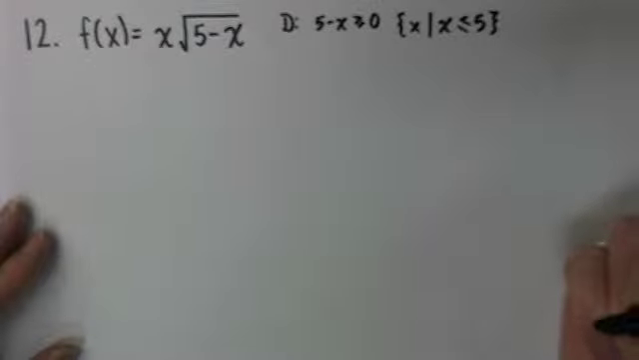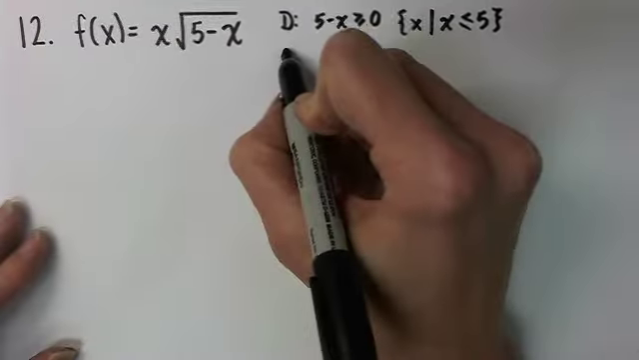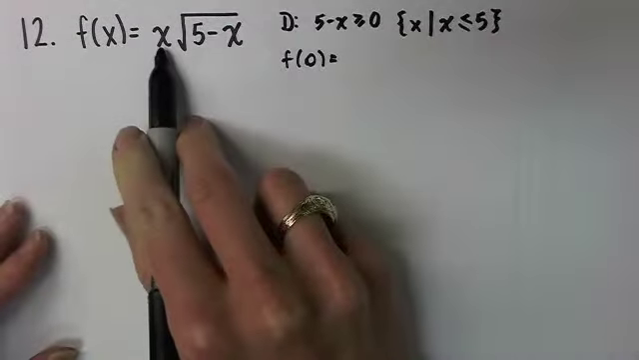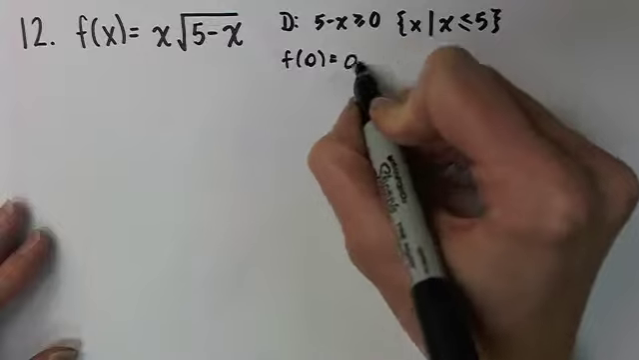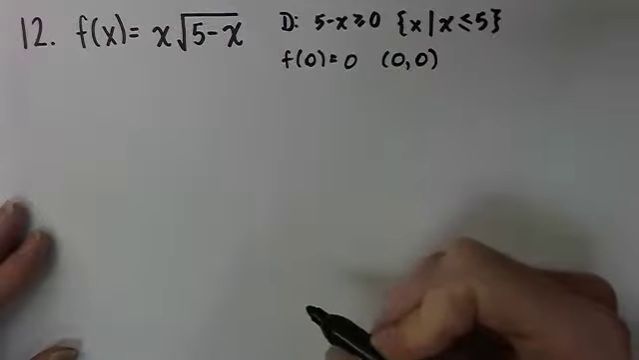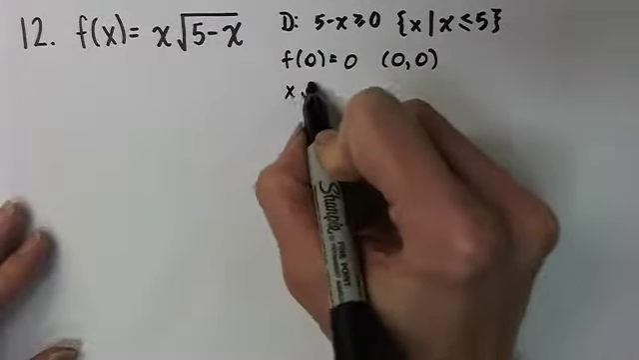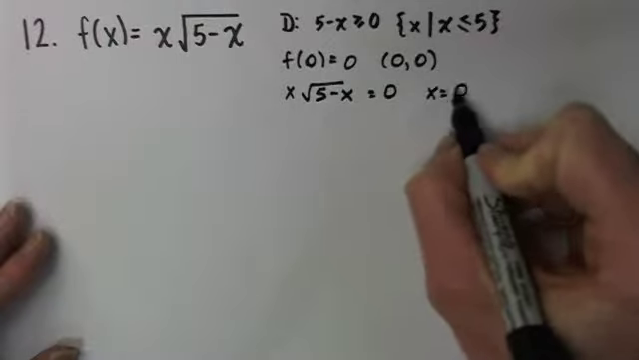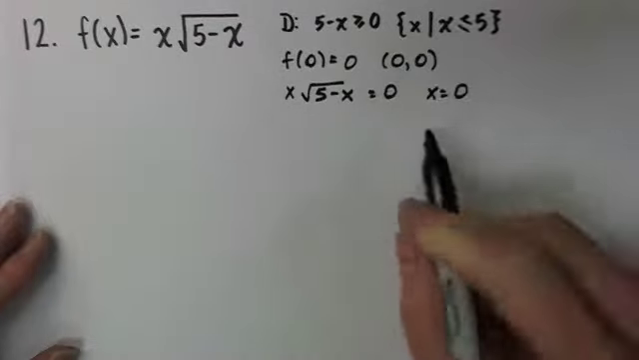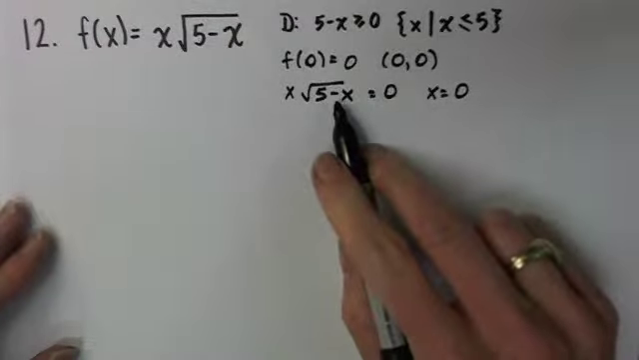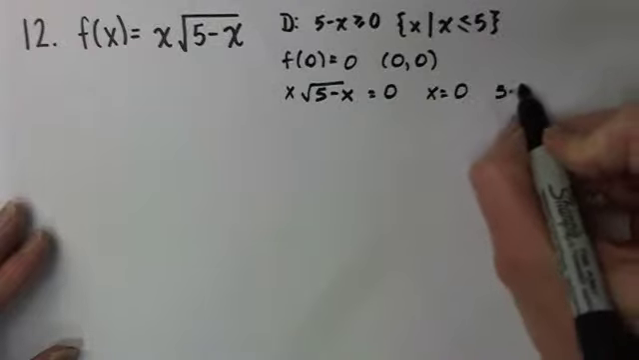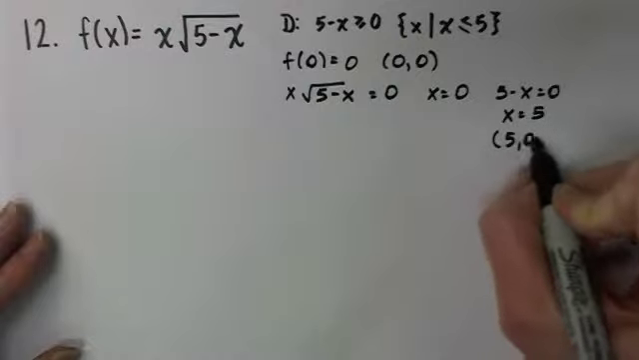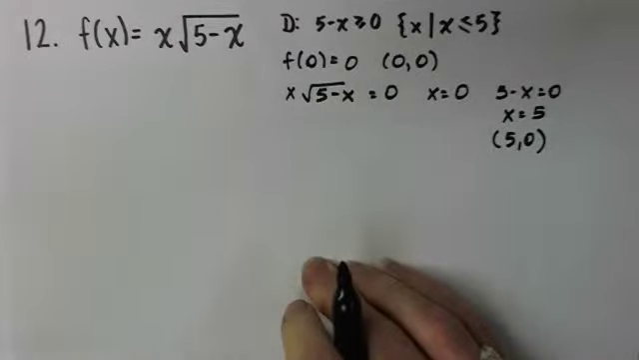All right, let's go ahead and find intercepts. To find the y-intercept, we plug in 0. 0 times anything is 0, so we go through the origin. And then to find x-intercepts, we set the whole thing equal to 0 and solve. Obviously one of the solutions is 0, which again gives us the same intercept, (0, 0). And then the other intercept is when 5 minus x equals 0, which is at 5. So we also have an x-intercept at (5, 0).